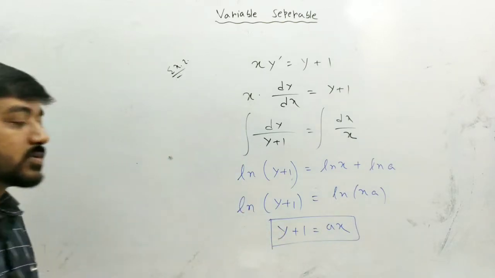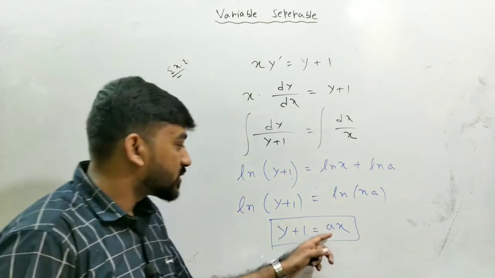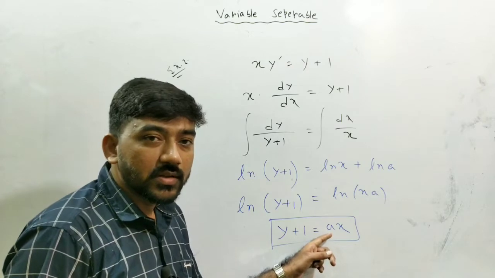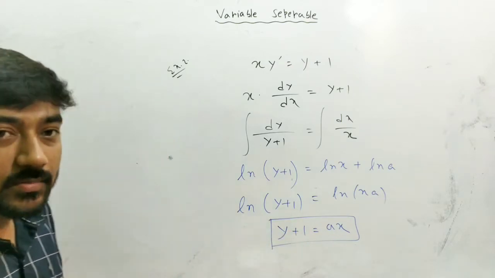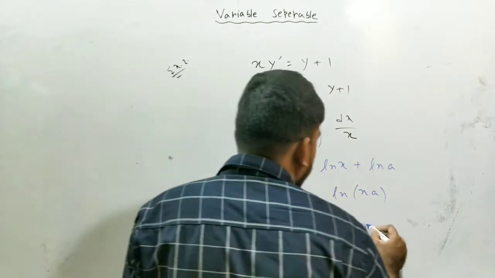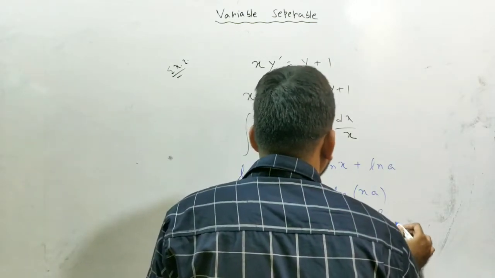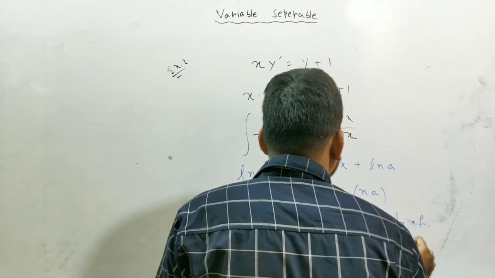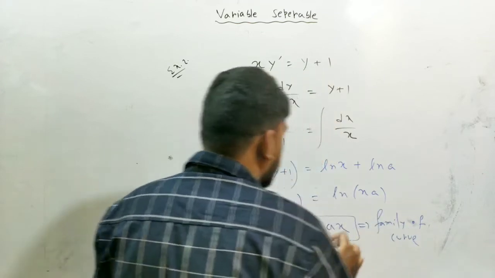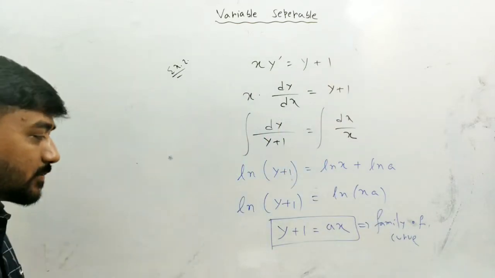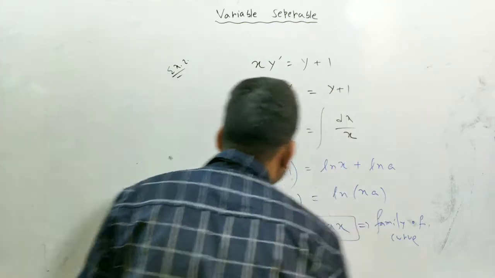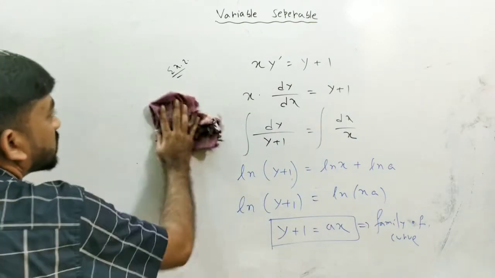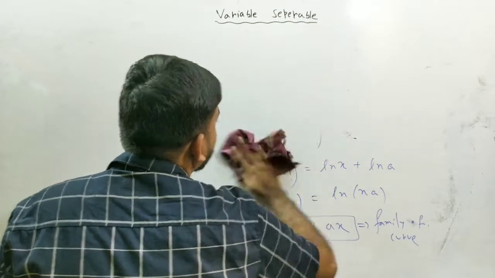y + 1 = ax, and here a is a constant, so if you substitute different values of a, you will get different equations, and that will give you a family of curves. So this equation will give you a family of curves for different values of a. And this is the equation of a straight line, you can see.